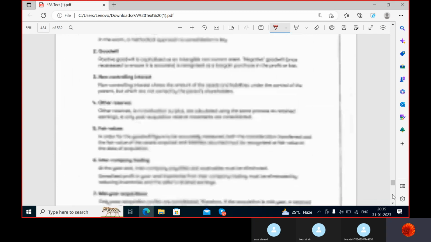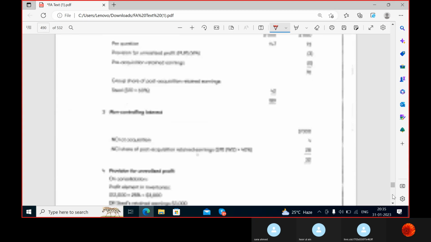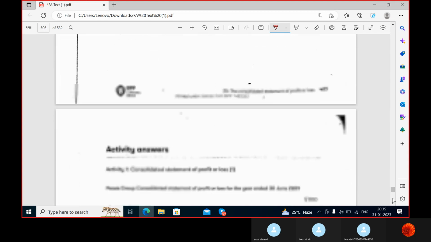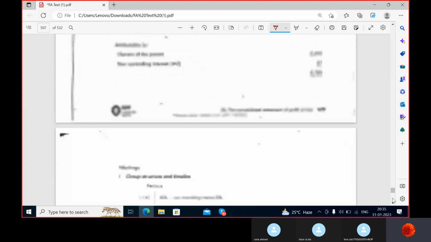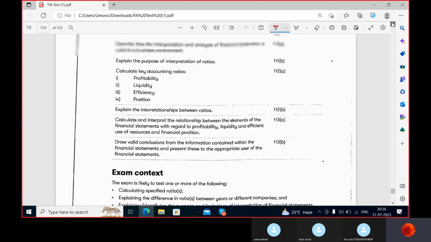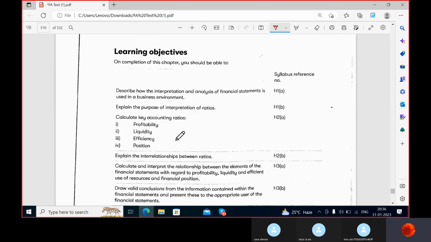So we are doing the last chapter of this book, interpretation of financial statements. Okay, we are into the chapter. So we started with liquidity. Let's go into this particular liquidity now.